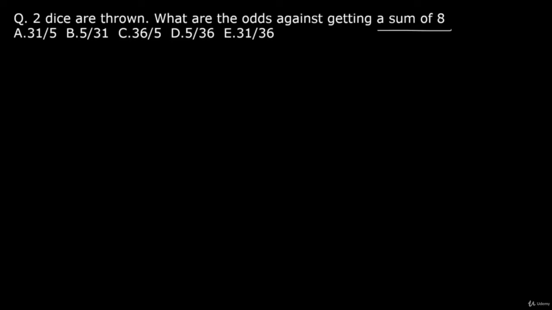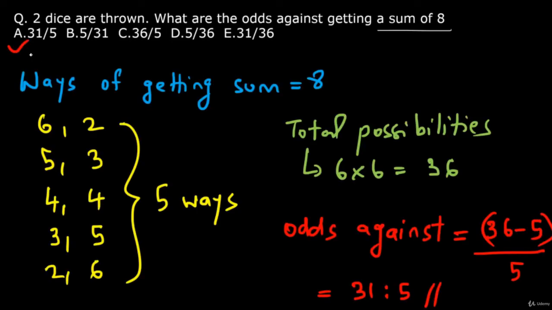The correct answer is option A, that is 31:5. Now let's think of this question. What are the ways in which you can get a sum of 8? When you throw 2 dice, you could get 6-2, 5-3, 4-4, 3-5 and 2-6. So there are 5 ways in which you can get a sum of 8. And if you throw 2 dice, what are the total possibilities? That's 6 into 6, which is equal to 36.